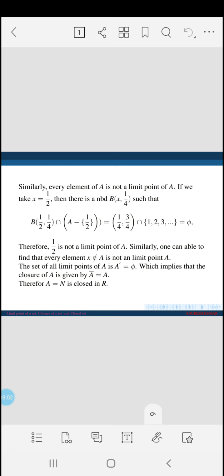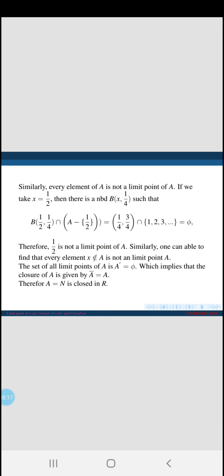Therefore the set of all limit points of N is an empty set. Therefore N dash is equal to phi. Therefore N closure is equal to N union N dash, which is equal to N union phi, which is equal to N. Therefore N closure is equal to N. Therefore N is closed in R.